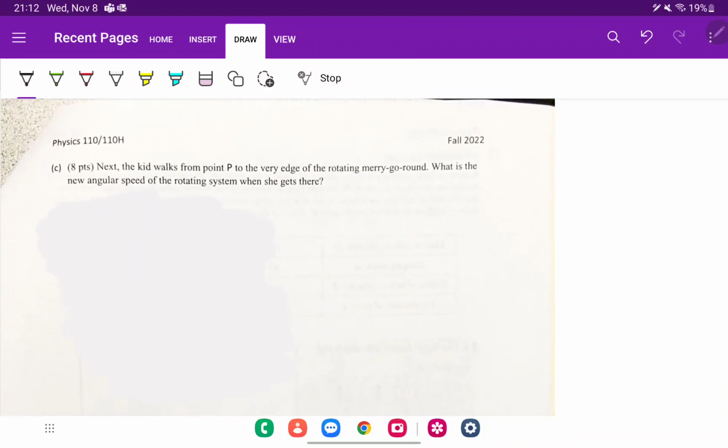So with this one, let's see what equations we can use. In this one, I chose to use conservation of momentum. I don't know if there's another way that you could do it, but it seemed most reasonable to me because we're trying to find the new angular speed, in other words, omega final when she gets to that final point. And the only thing that's changing is the distance she walks from point P to the edge of the circle. And so the only thing that's changing is her distance from the center of the circle, in other words, her moment of inertia.